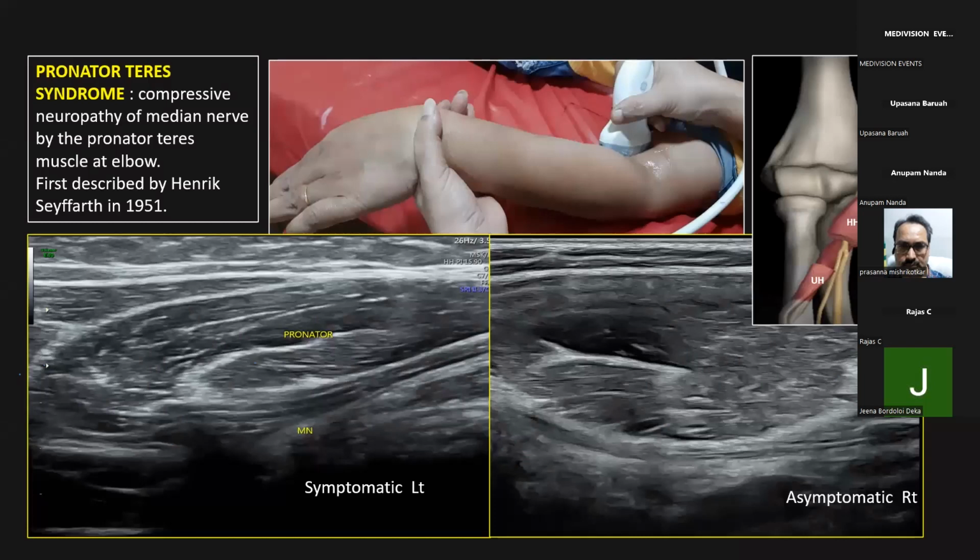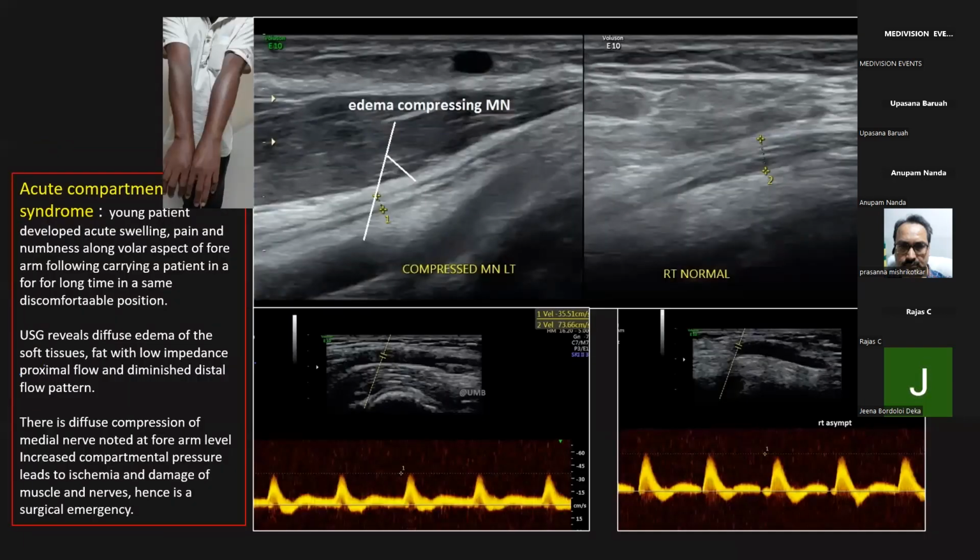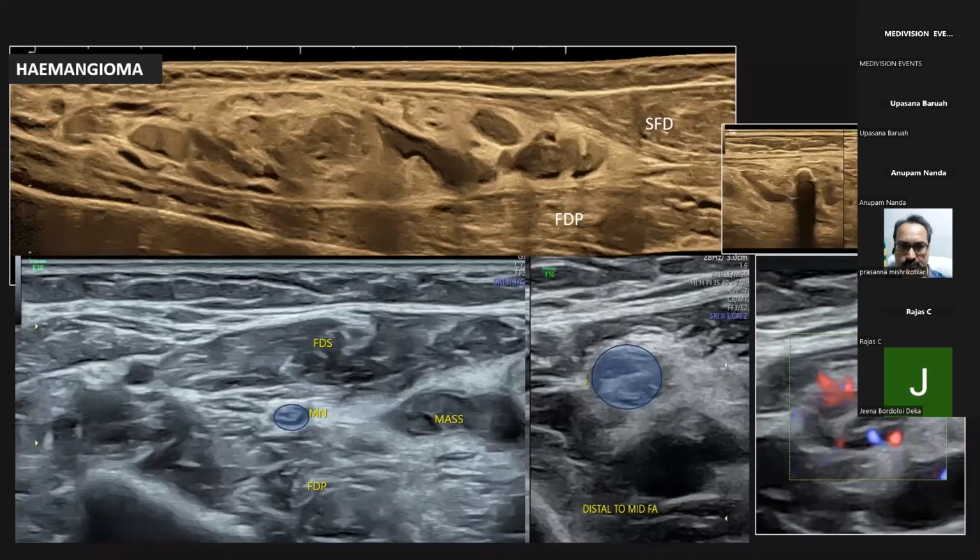So this is a pronator teres case I have presented it before. As you can see, the thickening of the nerve at that level because of the increased thickness of the pronator teres muscle. This is a case of acute compartmental syndrome causing compression of the median nerve at the forearm.